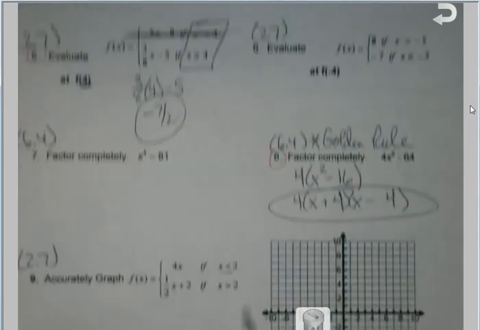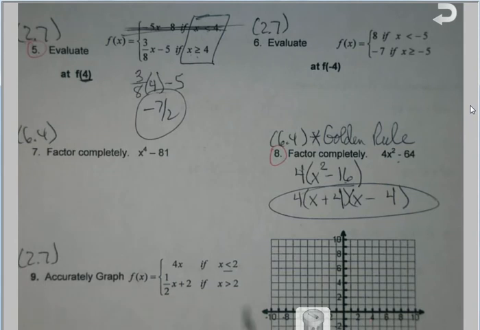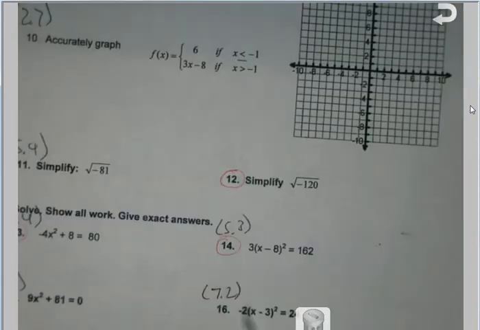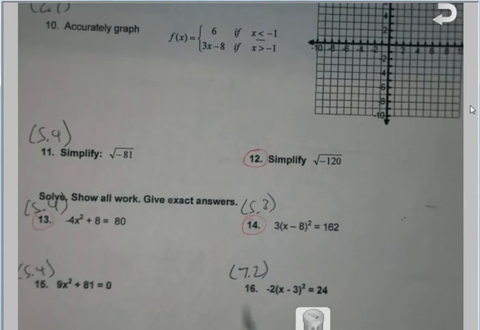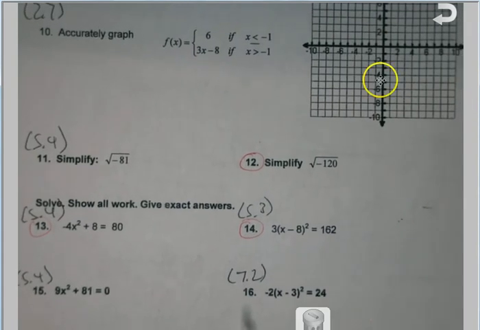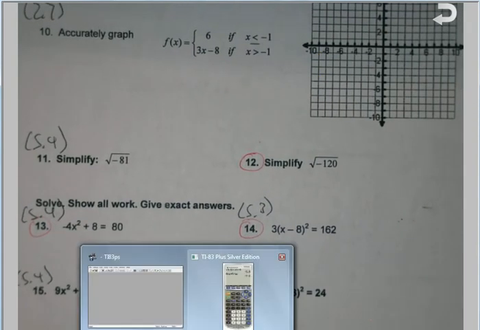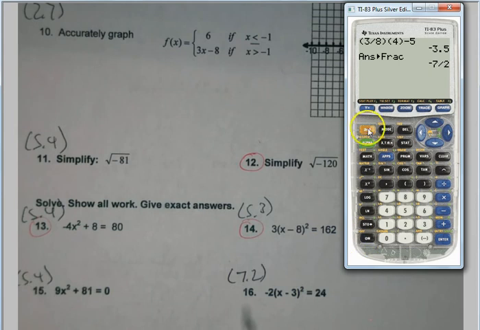So again, piecewise, we just did that on the last one, so I'm going to let that one go. I'm going to jump up to number 12 on the back. We're going to do some simplifying. Now, if I'm not sure, I'd look at this and I'd go, okay, let's see if the calculator can help me here. Negative 120. Error, non-real answer. Oh yeah, I knew that. How do I deal with this?